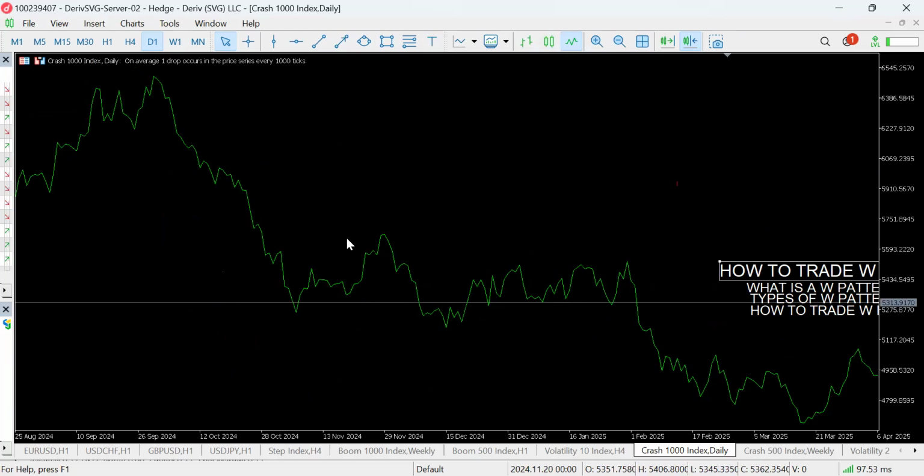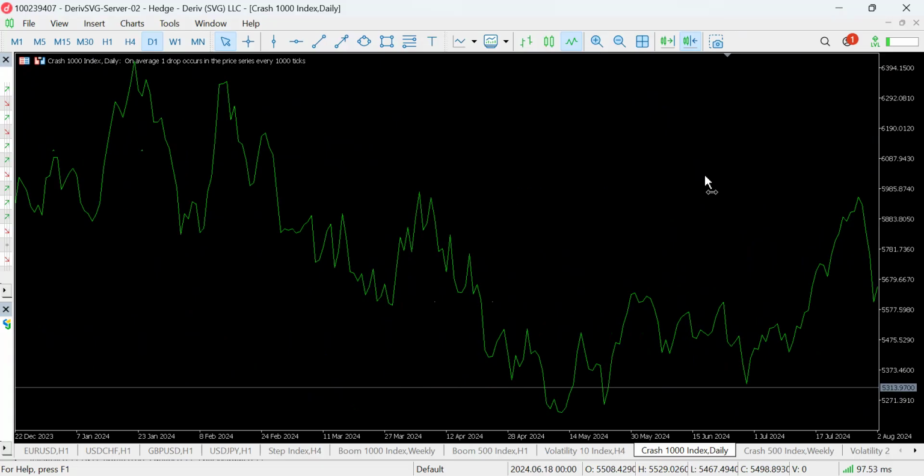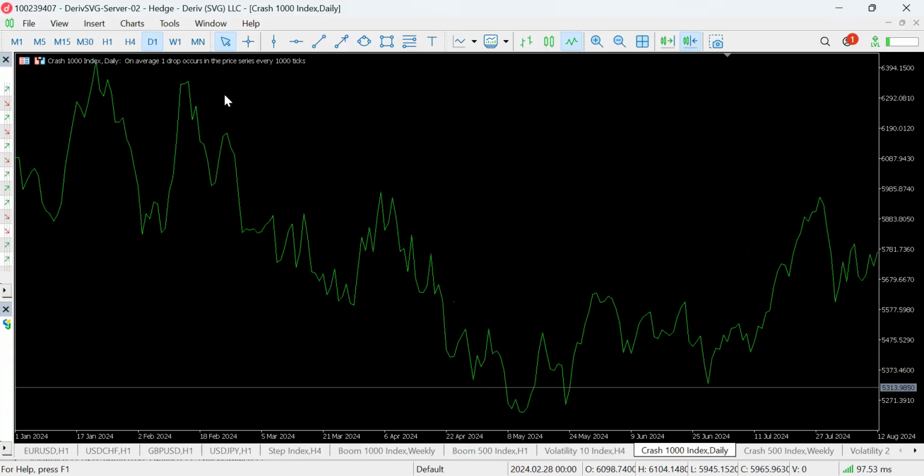Okay, so let's see if we can get one more example. Okay, voila, I think we have another beautiful example here. Now, this is beautiful because it's actually at the end of a downtrend. This is a beautifully formed W pattern. This is the neckline. You can see that the price came down, moved up a bit, came back to almost the same level, pushed up, and came to retest the neckline of the W.